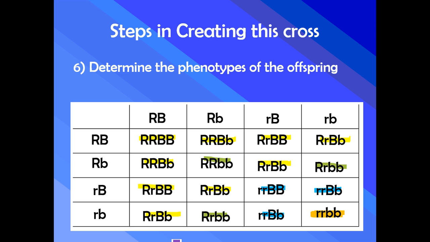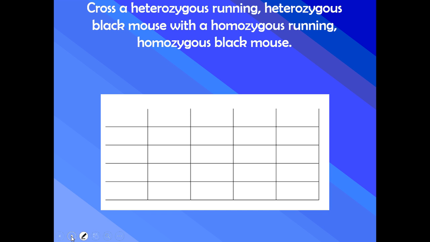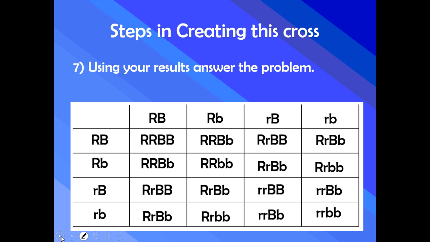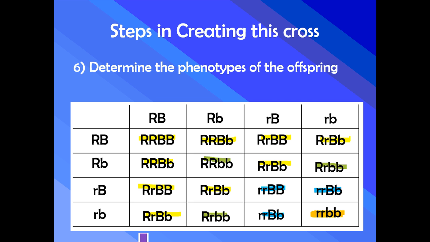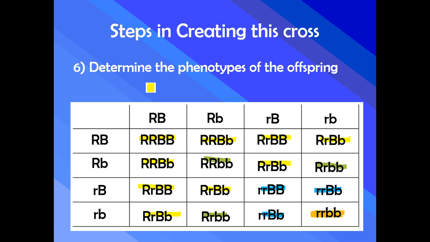So now we can determine how likely it is for one of their offspring to be running and black. 9 out of 16, because 9 of the boxes out of the 16 total are running and black. Now we have to look back on the problem to see what question we're answering. So our problem was, what is our ratio? That's usually going to be our question here. So our ratio this time would be 9 to 3 to 3 to 1.